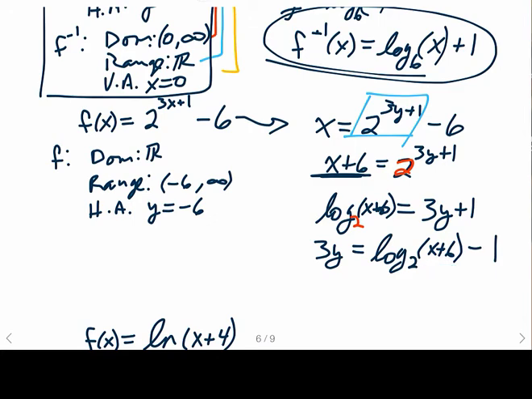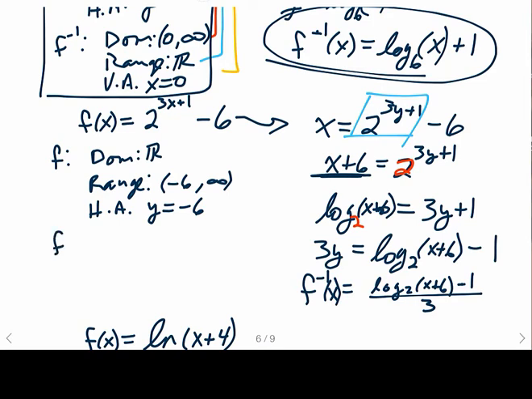And then finally, dividing both sides by 3, we get y is equal to log base 2 of (x plus 6) minus 1, all over 3. That would work for me. And so we would say, let me just erase this, is f inverse. See, we were told to find f inverse, and so it's appropriate to give it an inverse function notation.